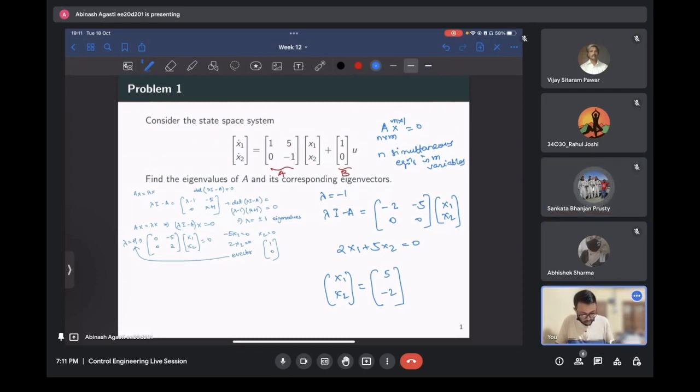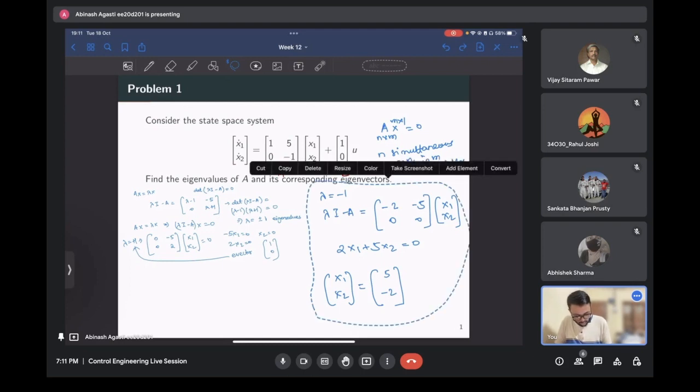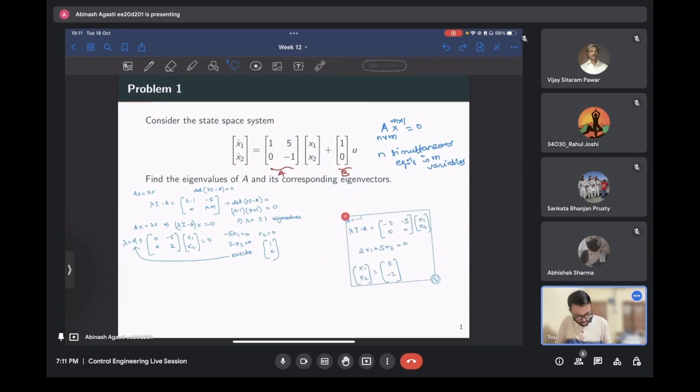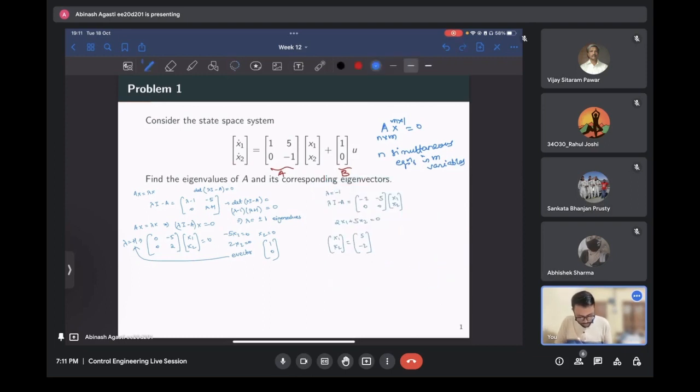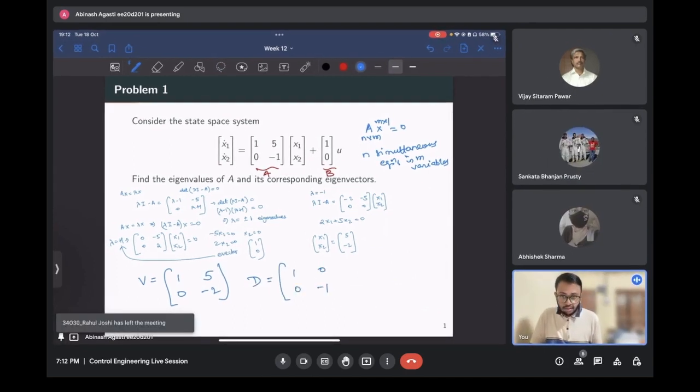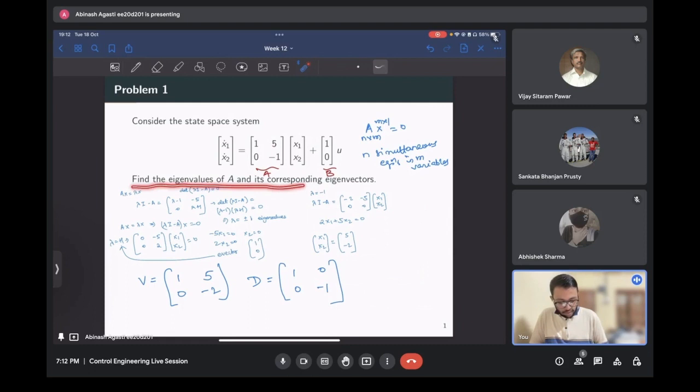Thank you. So this is the second eigenvector corresponding to lambda equal to minus 1. So now, okay, basically the eigenvector matrix is this, and the corresponding diagonal matrix formed by eigenvalues is this, right? So for this question, we wanted to find out the eigenvalues and its corresponding eigenvectors for the given matrix A. So that we are done with. Any doubts till now?